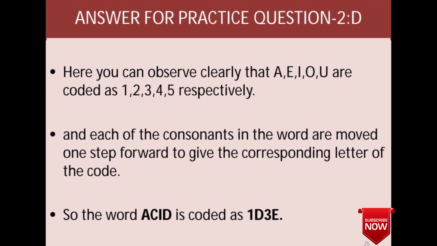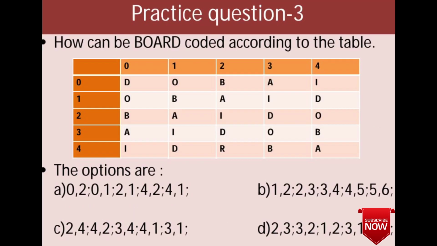So according to these points, you can answer acid as 1D3E because A is the first vowel, so 1. C is a consonant, so you have to code it as D. I is a vowel, which is the third vowel, so 3. And D is a consonant, so you have to code it as E. So you will get the answer for practice question 2 as 1D3E. But in the options it is not there. So you have to take it as option D, which is none of these.